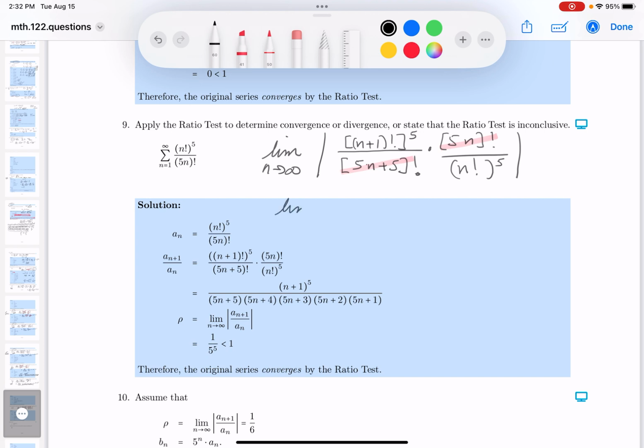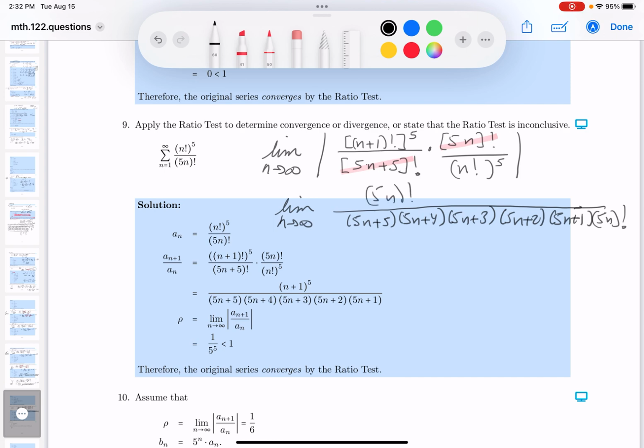So limit, n goes to infinity. And what do you get there? Well, you get 5n plus 5, 5n plus 4, 5n plus 3, 5n plus 2, then 5n plus 1, and then you get the 5n factorial, and that's what's on top, which is the 5n factorial, and that just disappears, all right? So I'll erase that, and let me erase it up here. Let me get my smaller eraser. So that's not bad. That was pretty easy to do.